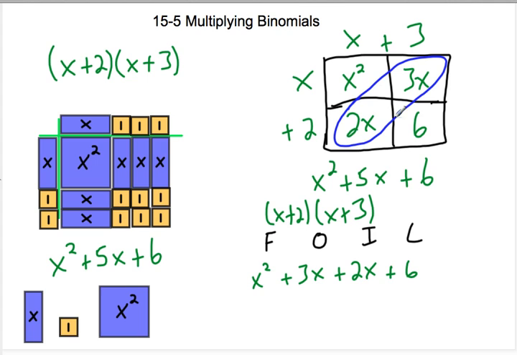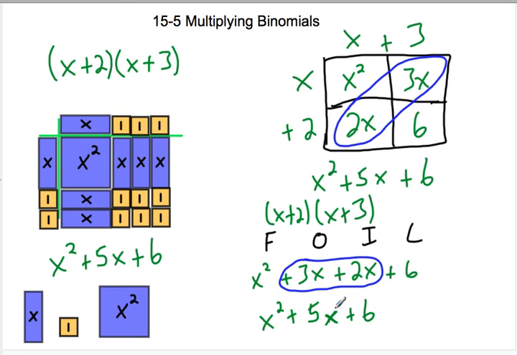You'll notice each of these three techniques gets the same answer. So here we have the x squared, the 3x, the 2x, and the 6. And then we would combine the two middle terms, which would be like the diagonal terms there. And we get x squared plus 5x plus 6.